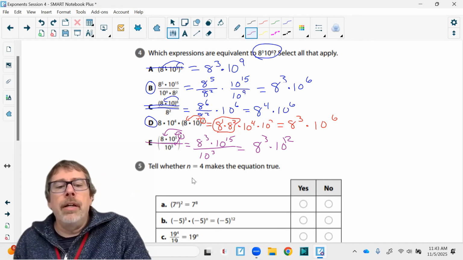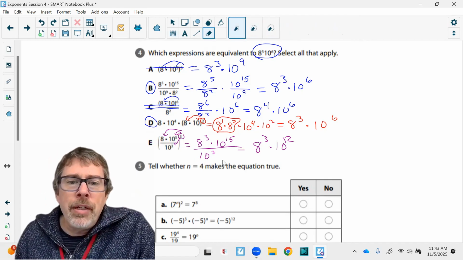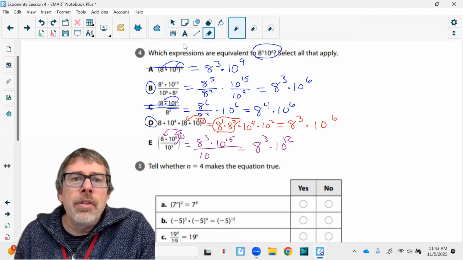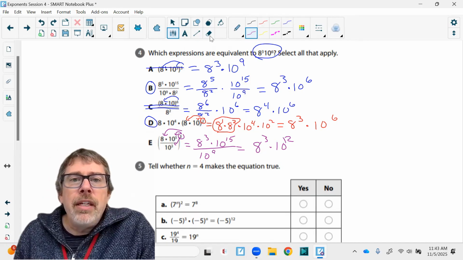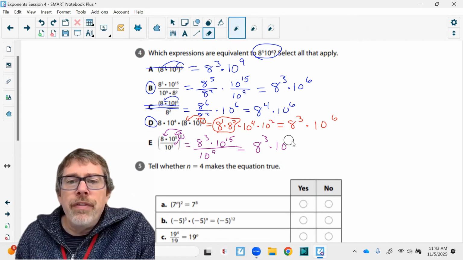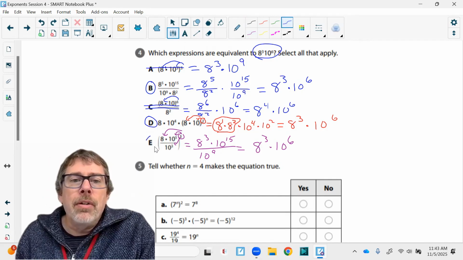Oh, wait, hang on. Time out. Hopefully you catch these things when I'm doing it, if you're following along closely instead of just copying what I do. I didn't multiply the 3 and the 3. That should be 10 to the 9. Then 15 minus 9 is not 12. 15 minus 9 is definitely 6. And now it does match. So E is also an answer.